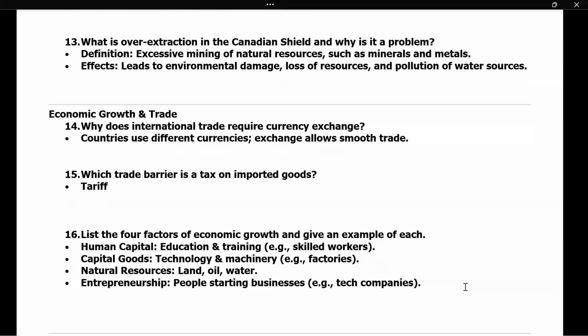Capital goods is like technology and machinery, where you have tech like computer as your capital goods. Machines that make your life easier. Those are all capital goods, man-made goods. Natural resource, very easy. We're talking about land, oil, water, tree, things that come from nature. Entrepreneurship is when people start business. And of course, this helps because it increases GDP.